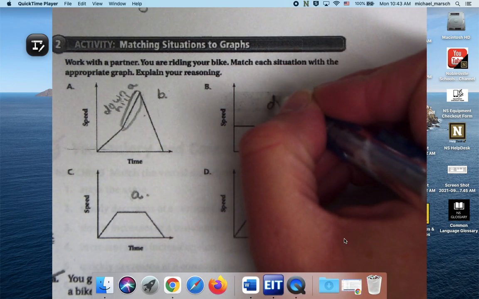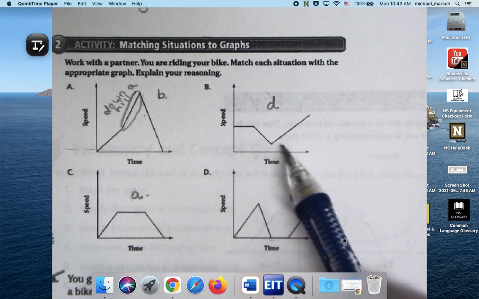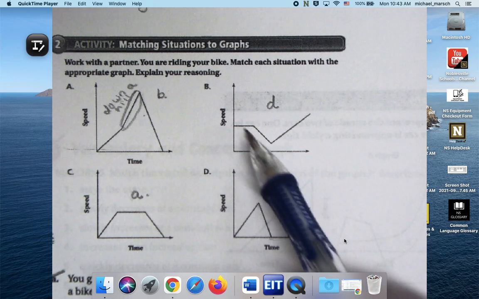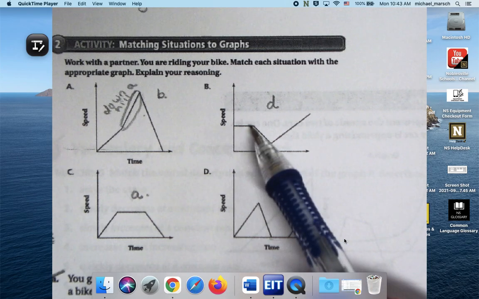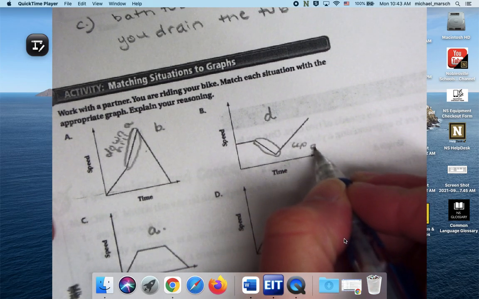So then, of course, this leaves D. You ride at a constant speed. You go up a hill, right? So you're going to slow down while you're riding up a hill. So that's why, even though this looks like it'd be a downhill situation, this is actually your speed. So right up a hill.